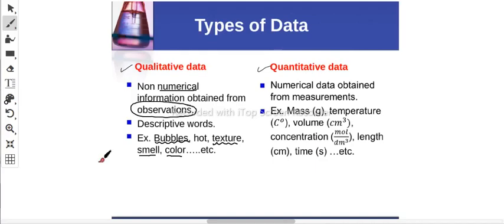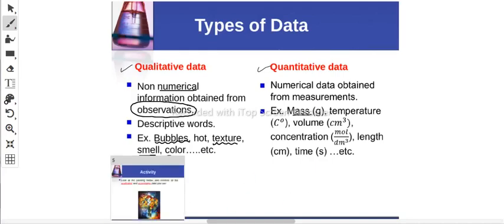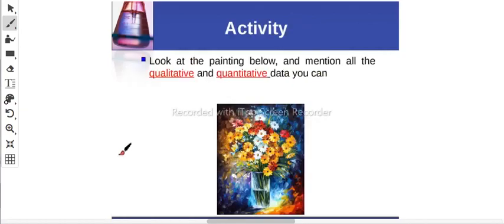The second type of data is described as the quantitative data. Quantity, so we have numerical data obtained from your measurements. So if you start recording the mass, the temperature, the volume, the concentration, the length of something, or even time, so whenever you are going through numbers, you are dealing with the second type of data, which is the quantitative data.